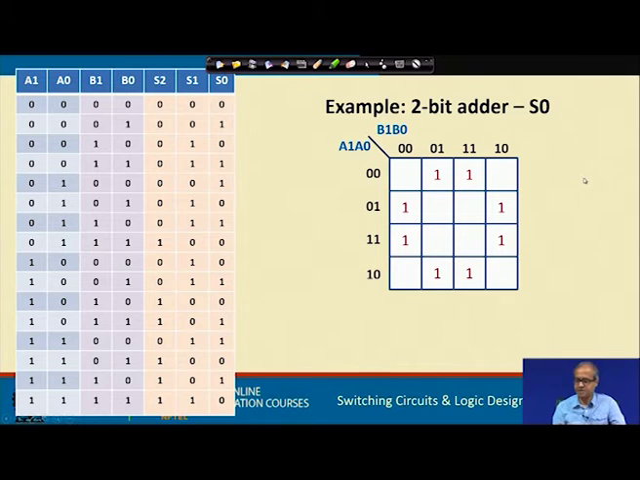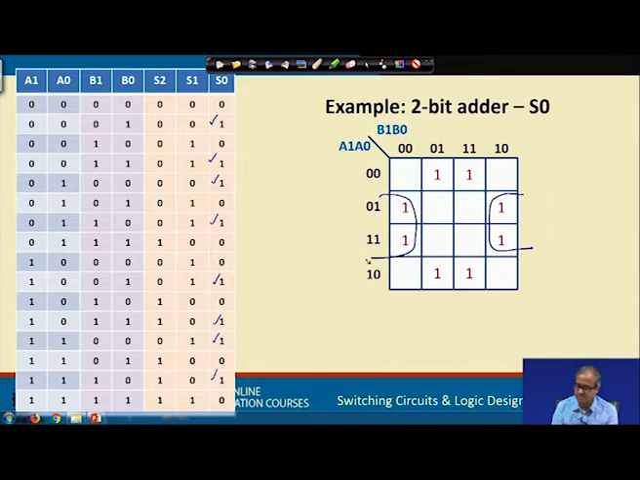Now, finally, the expression for S0, the last one. Here you see for S0 there are 1, 2, 3, 4, 5, 6, 7, 8 ones, which are distributed like this. Now, these are pretty nicely distributed because you can very nicely form the cubes like this. One cube will be these 4 ones, another cube will be these 4 ones.